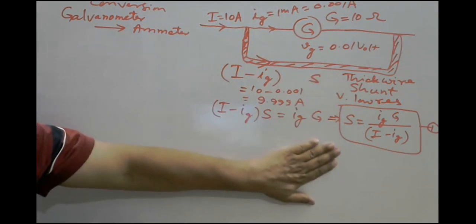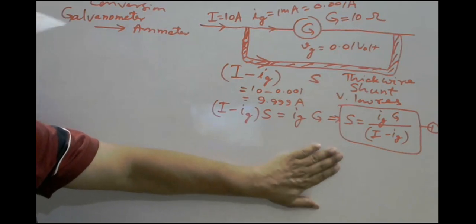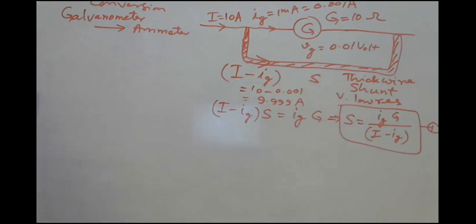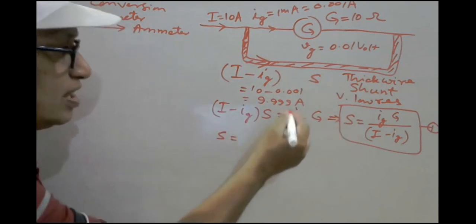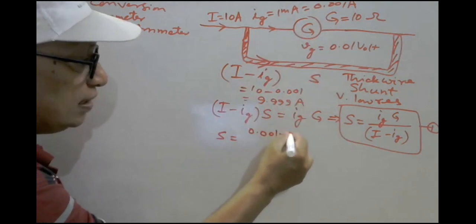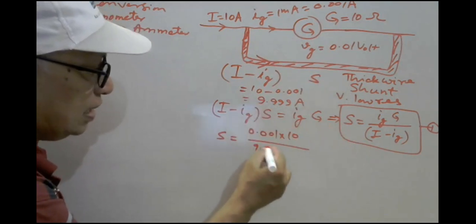Any doubt up to this? So this is the formula. We can find out the shunt resistance. For this particular case, the numerical value, just put these values here. What is Ig? Ig is 0.01, multiplied by 10 upon I minus Ig, which is 9.999.